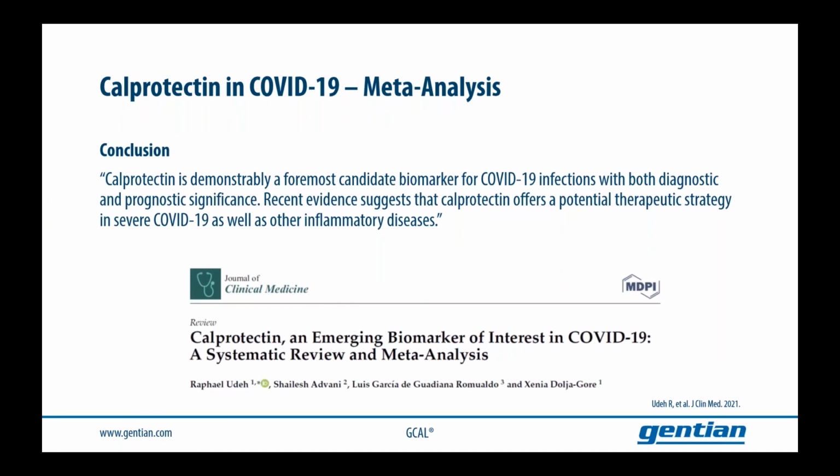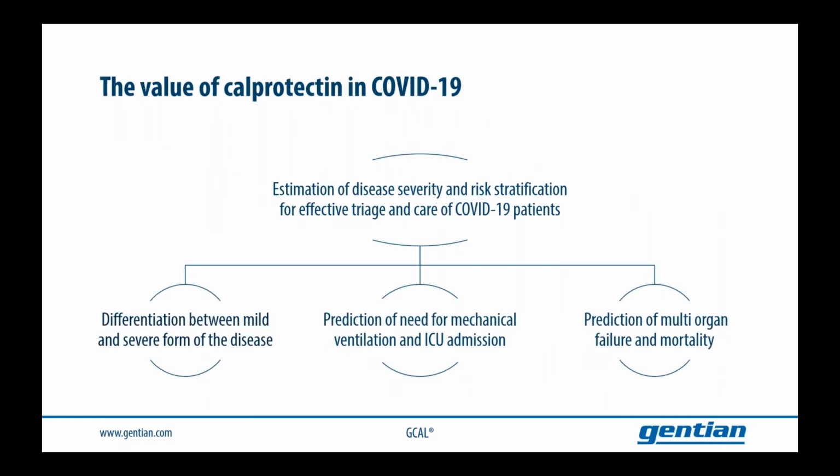A recent review and meta-analysis have summarized research results related to calprotectin and its performance in COVID-19, with the conclusion that calprotectin is a foremost candidate biomarker for COVID-19 infections, with both diagnostic and prognostic significance. Recent evidence suggests that calprotectin offers a potential therapeutic strategy in severe COVID-19 as well as other inflammatory diseases. So in summary, calprotectin can be a valuable tool for estimation of disease severity and risk stratification for effective triage in care of COVID-19 patients.